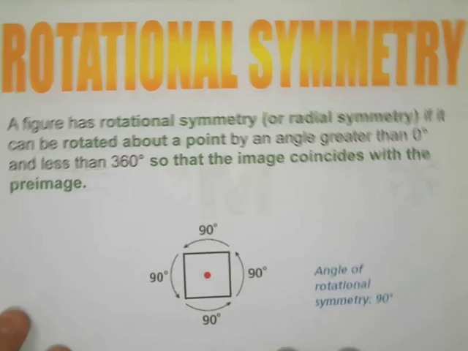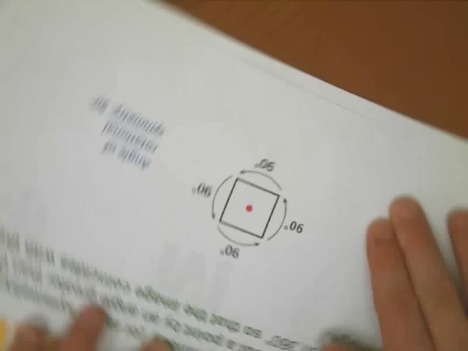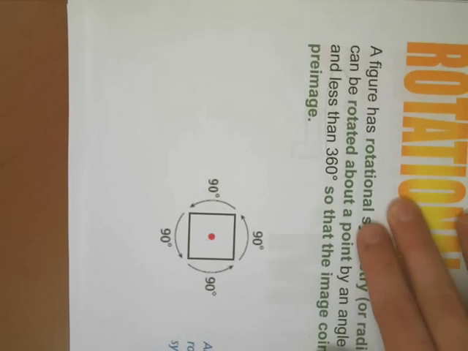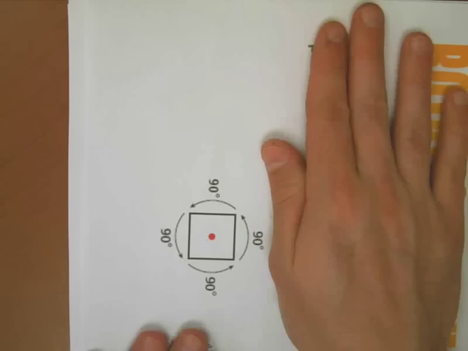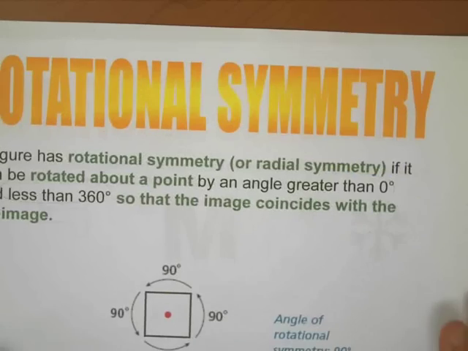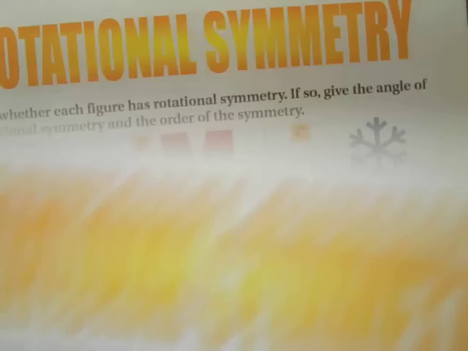We would say for the square, notice that every 90 degrees that I turn it, it's the same square, right? Rotate it 90 degrees. It's the same square. Rotate it 90 degrees. It's the same square. You can't tell if I've rotated it or not, outside of the outside stuff like the text over here, right? So we say that the angle of rotational symmetry for this square is 90 degrees.